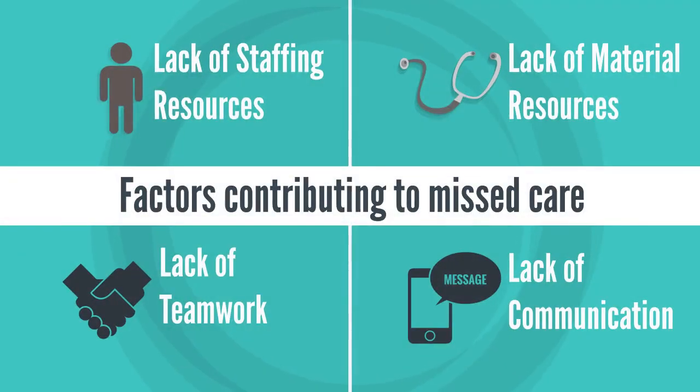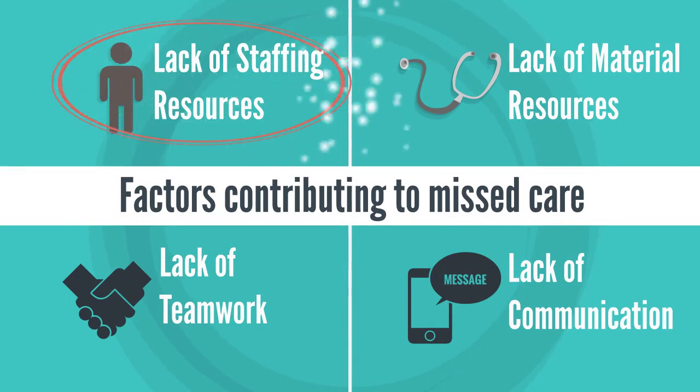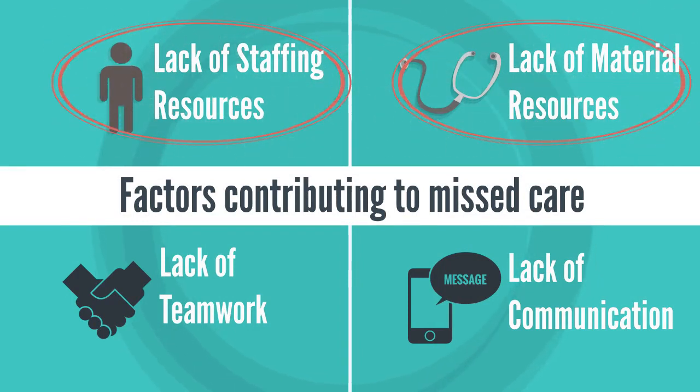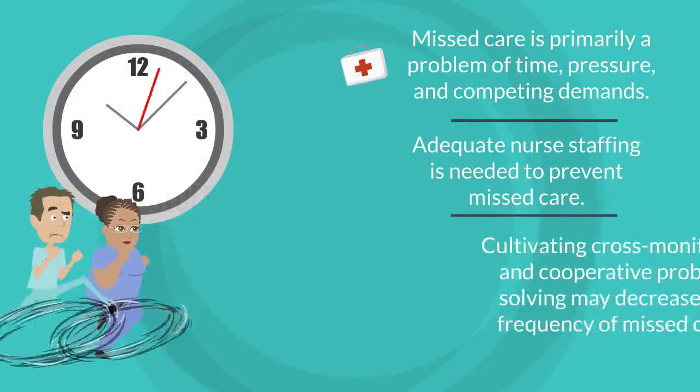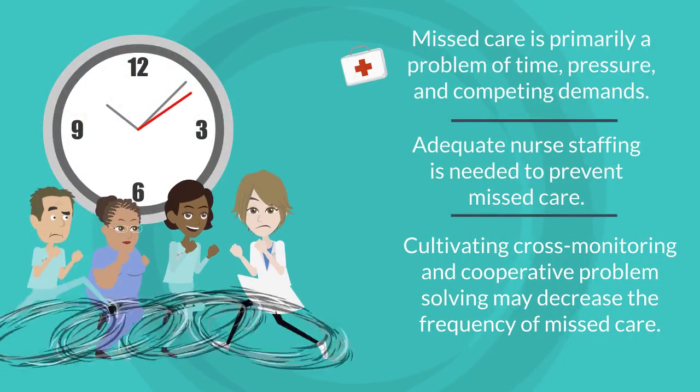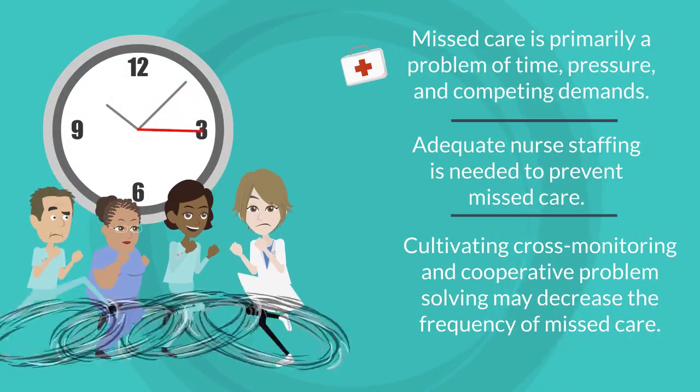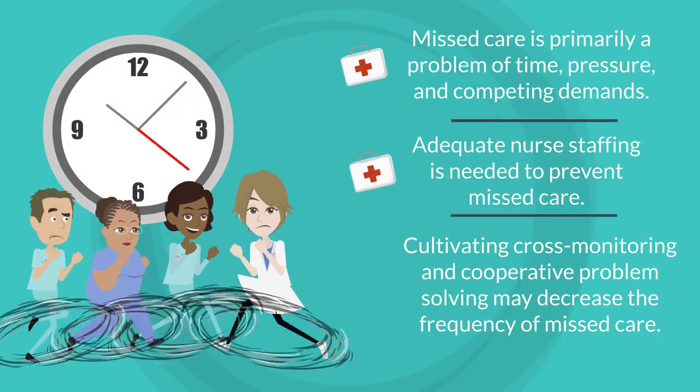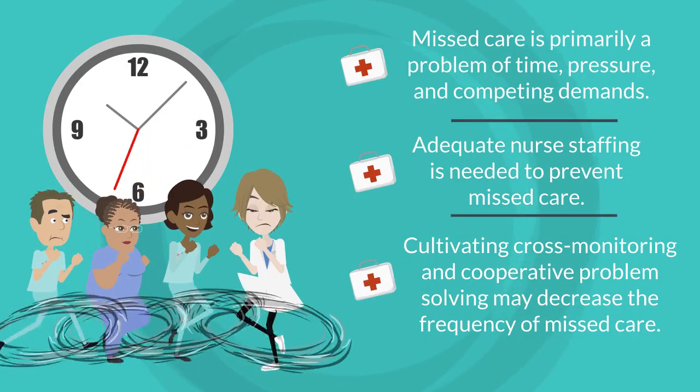Factors contributing to missed care include lack of staffing resources, lack of material resources, lack of teamwork, and lack of communication. Missed care is primarily a problem of time, pressure, and competing demands. Adequate nurse staffing is needed to prevent missed care. Cultivating cross-monitoring and cooperative problem-solving may decrease the frequency of missed care.